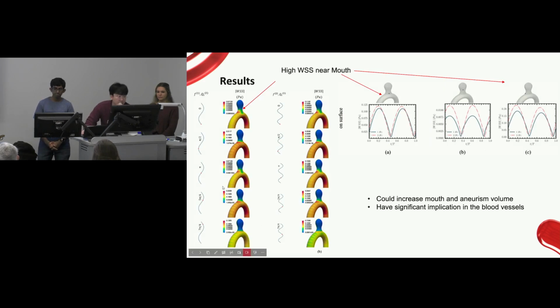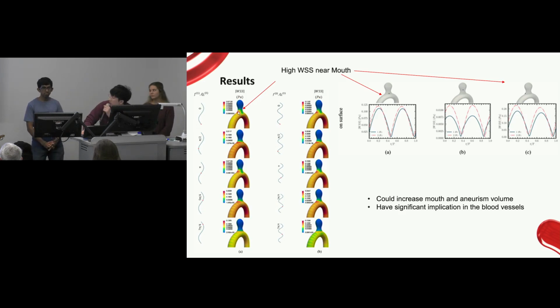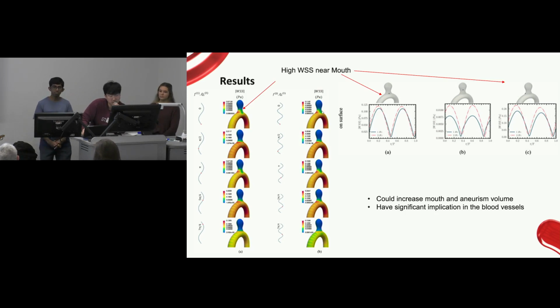And next, looking into wall shear stress, there was high wall shear stress near the mouth of the aneurysm, and that's mainly because as the flow splits, the fluid impinges on the aneurysm wall there, which induces a high wall shear stress. And this could eventually lead to an increase in the mouth length and also the aneurysm volume, which could be critical for the patients.